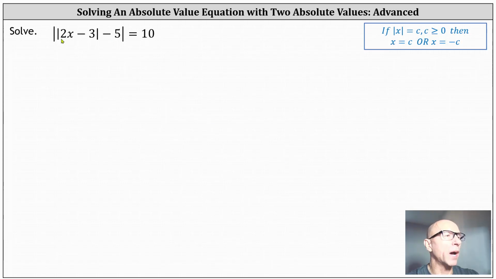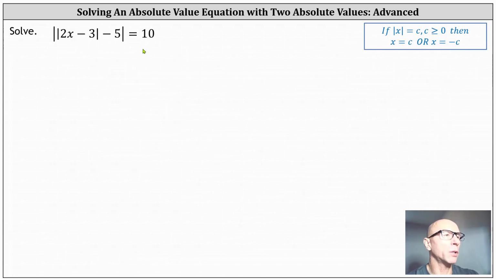We want to solve the absolute value of the difference of the absolute value of the quantity 2x minus 3 and 5 equals 10. Notice here we have an absolute value embedded within an absolute value. For the more basic absolute value equation, if we have the absolute value of x equals c, where c is greater than or equal to 0, we have x equals c or x equals negative c. We'll apply the same idea here, but we'll have to apply it once for the outer absolute value, and then once again for the inner absolute value.